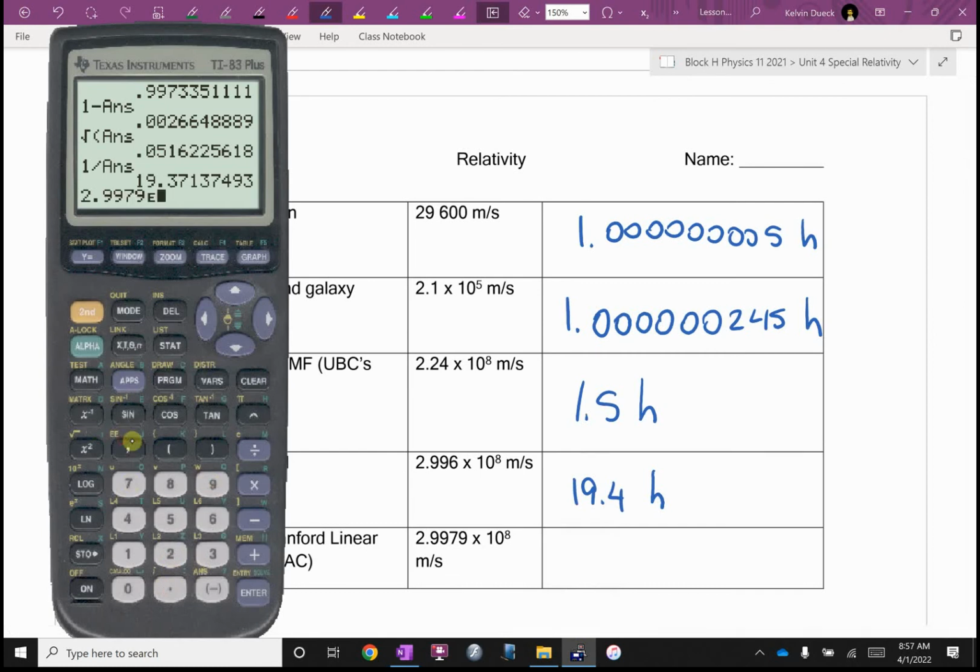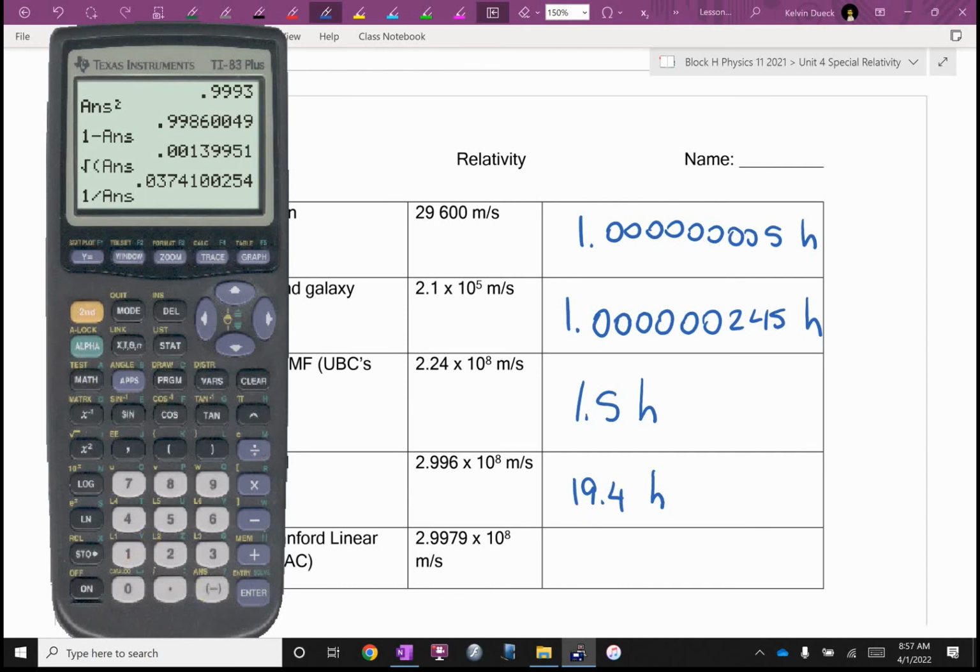2.9979, scientific notation button 8, divided by 3, scientific notation button 8, squared. 1 minus that, square root of that, 1 divided by answer button.